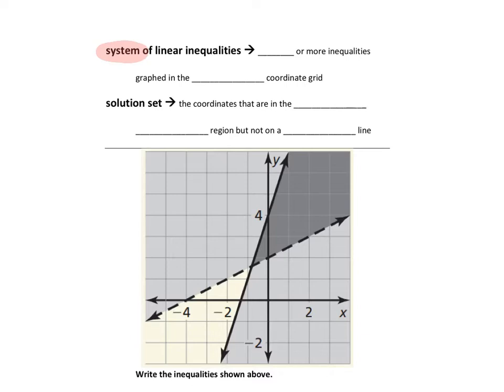Now, for systems of inequalities, we're not really going to be looking at the place where they intersect. We're going to be looking at the place where their shadings intersect. So for a system, we are still going to have 2 or more inequalities, just like we had 2 or more equations whenever we were doing systems of equations. These are still going to be graphed in the same coordinate grid. But when we're looking for that solution set, we're no longer just looking for one shade or one place where they overlap. We're looking for the place or the coordinates that are in the double shaded region, the super shade, the double shaded region.